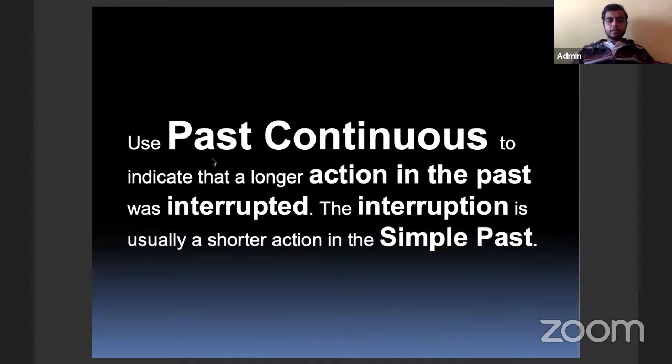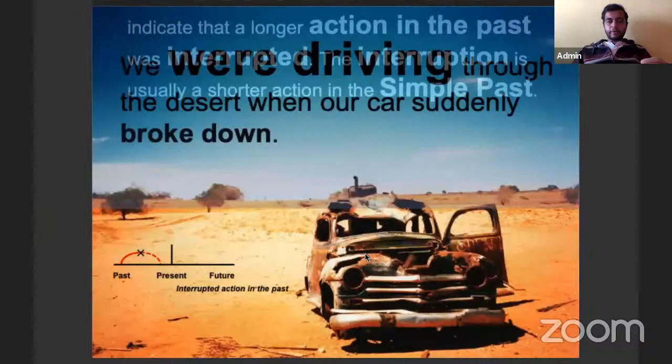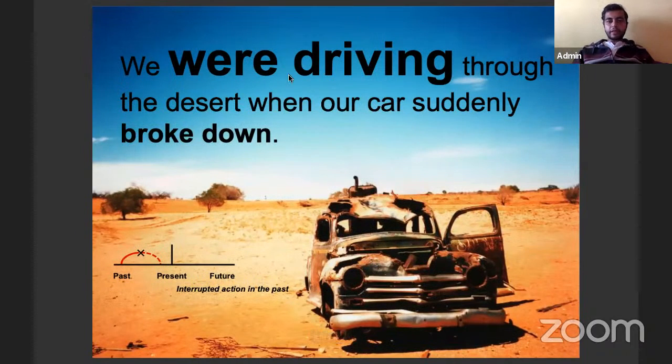Now, use past continuous to indicate that a longer action in the past was interrupted. The interruption is usually a shorter action in the simple past. Okay, pay attention to this. We will come back to this. Don't worry, we will with examples. We were driving. This is past. Driving is continuous. So we were doing something continuously in the past. We were driving through the desert when our car suddenly broke down.